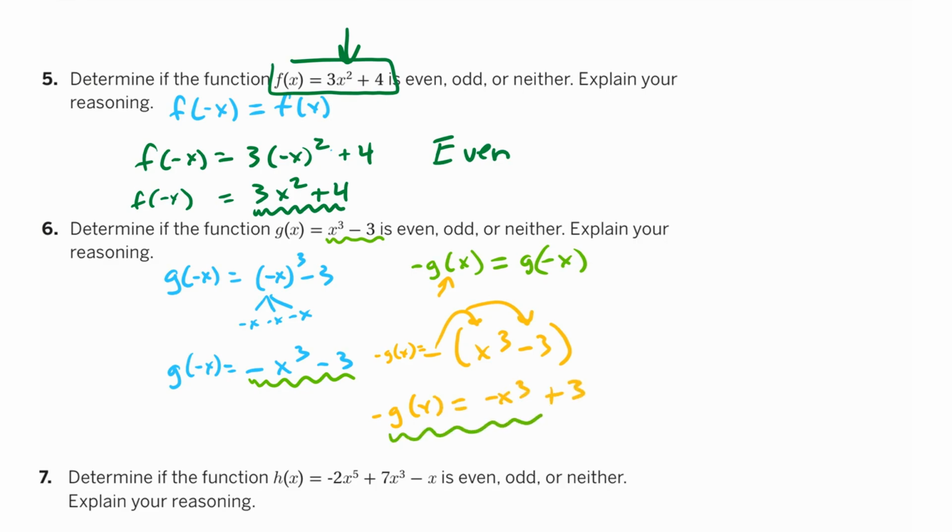And again here, these are not equivalent, because we see that this is negative x cubed minus 3, and this is negative x cubed plus 3. And therefore, these two things are not the same, which means that it is neither.